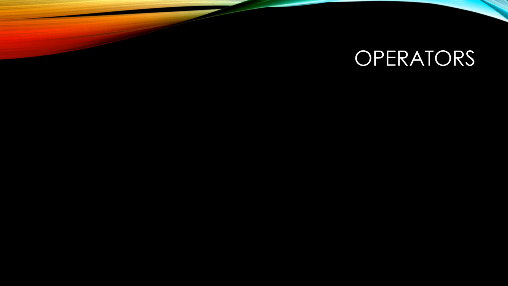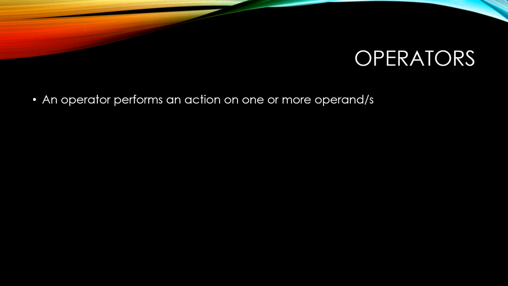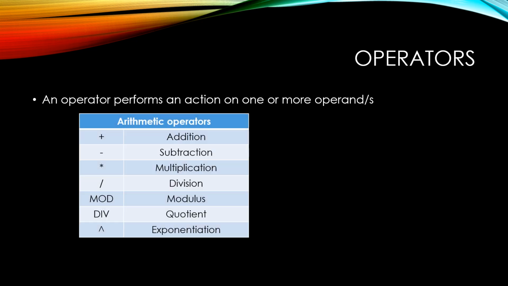An operator performs an action on one or more operands. Arithmetic operators perform mathematical operations. For instance, plus for addition, minus for subtraction, the star or asterisk is used for multiplication, a / for division, and then we have mod and div. These might be new to you.